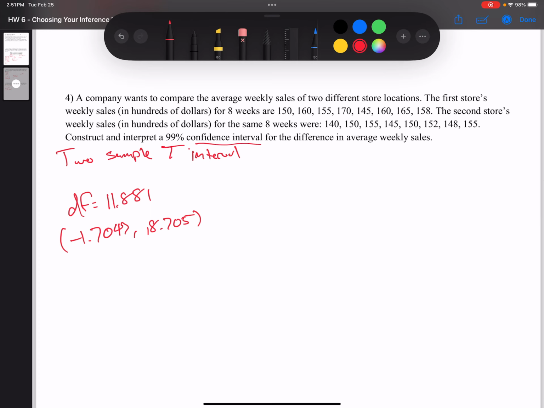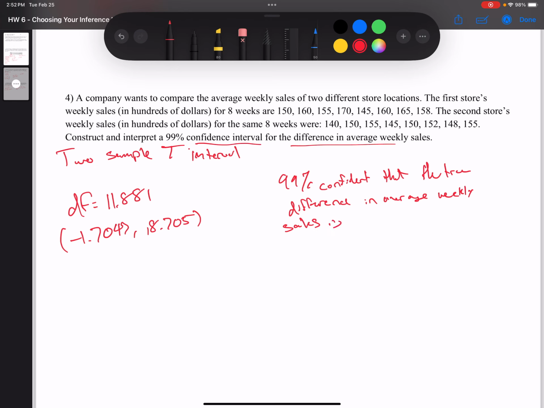Remember this is a script, so I'm going to just sort of summarize this. We are 99% confident that the true difference in average weekly sales is between negative 1.7047 and 18.705. Oops, and I forgot my units there.